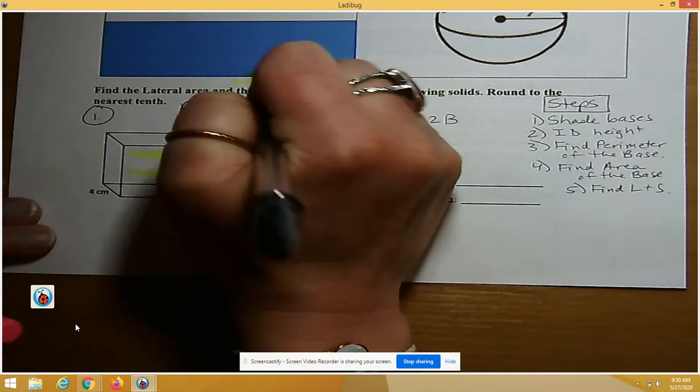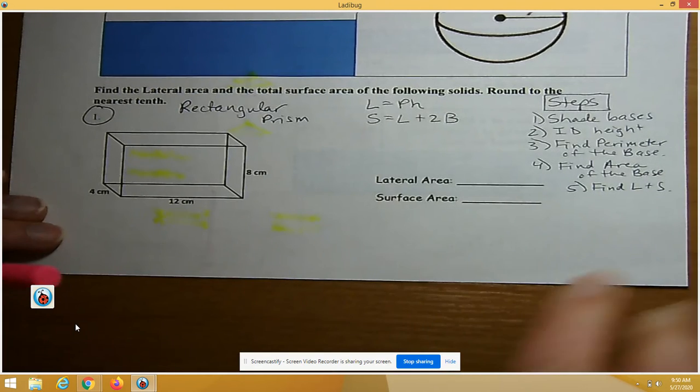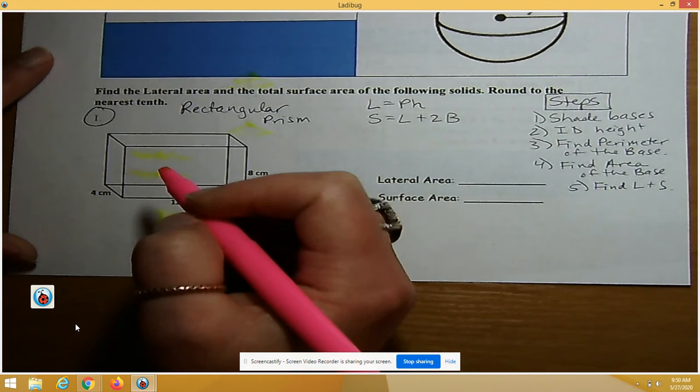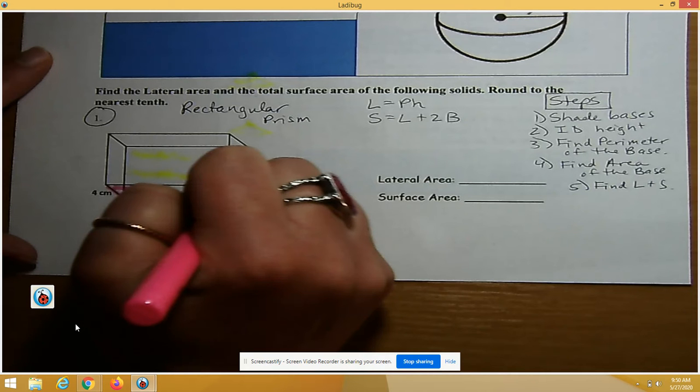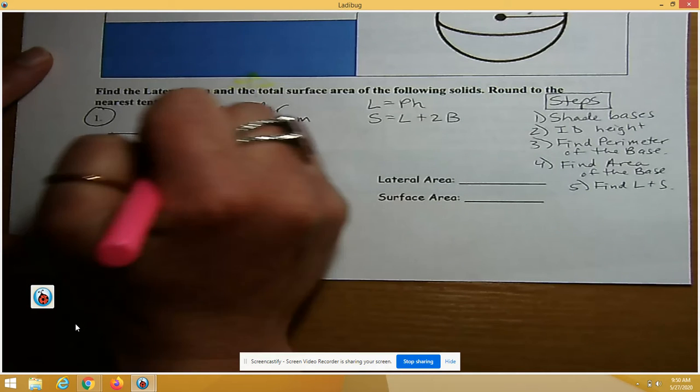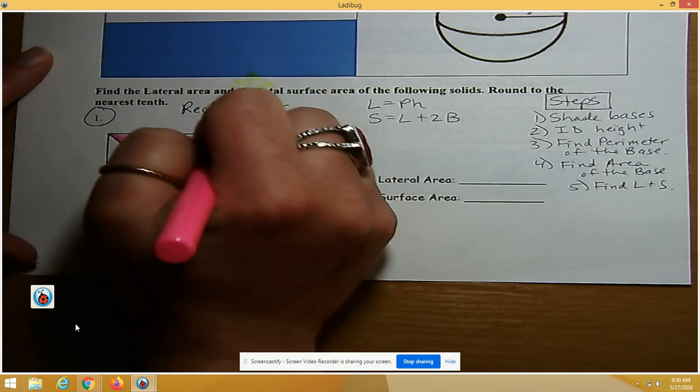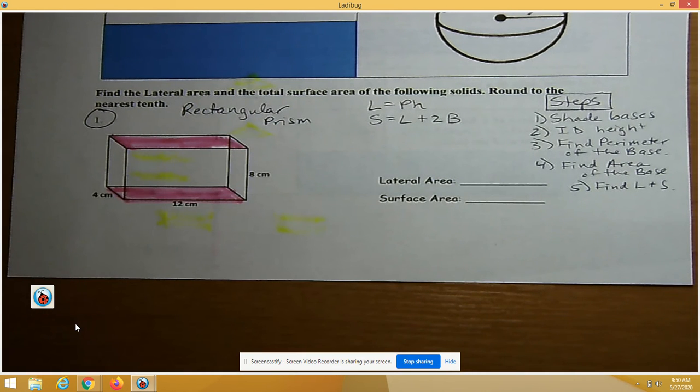So I have a rectangular prism. I'm going to identify the bases and shade them. So I'm going to say it's sitting on the base. Bases could be left and right. And then you want to identify the height. So the height is going to be 8.